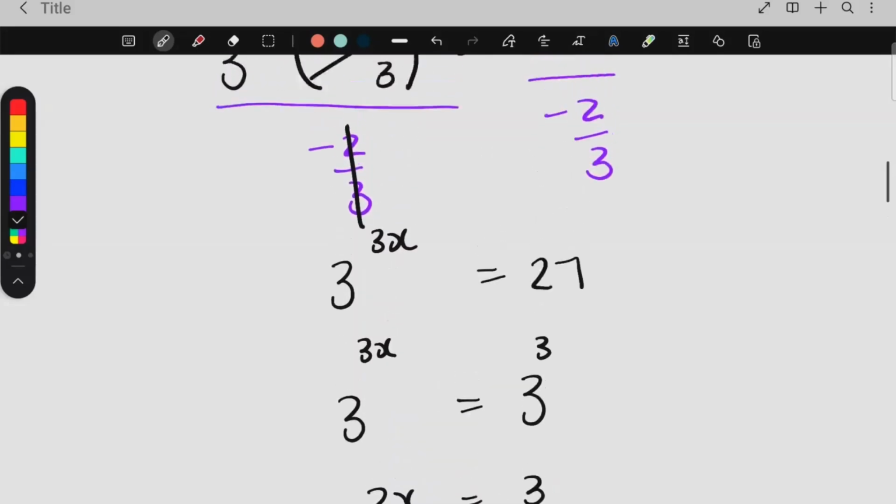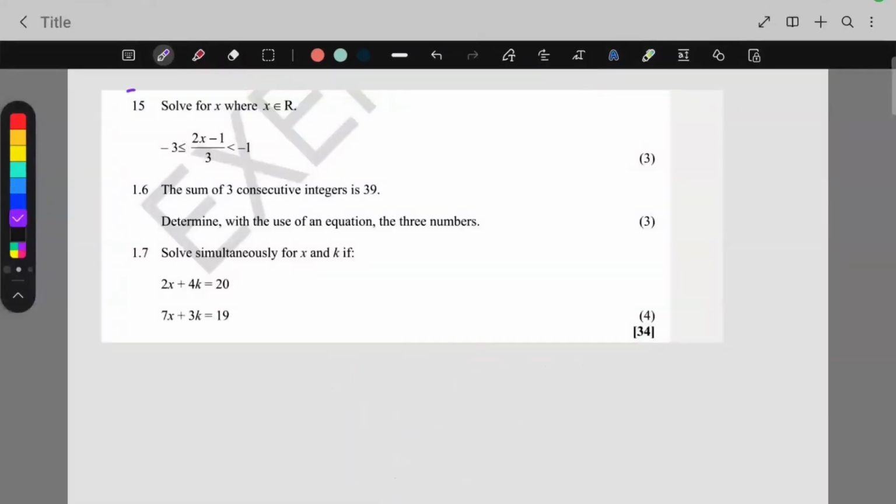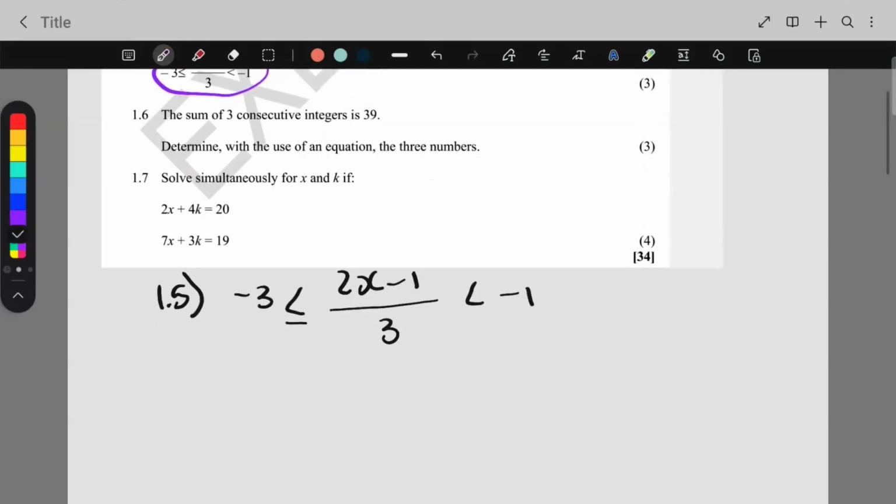And that's how you do that question. Let's look at 1.5 over here. So 1.5 says solve for x, where x is an element of a real number, and they give you an inequality. So I'm going to write the inequality down. Okay, so I wrote my question down.